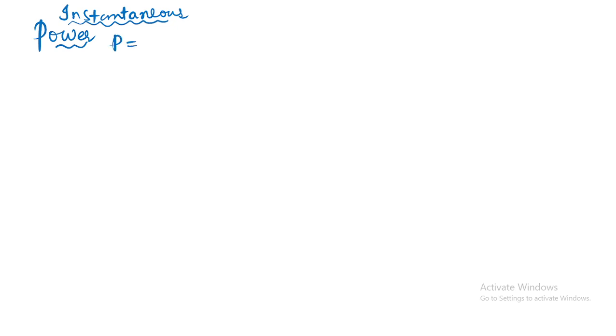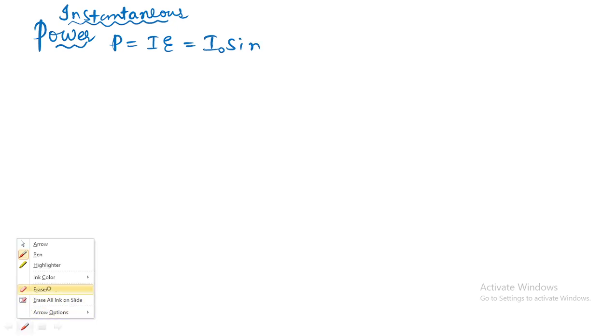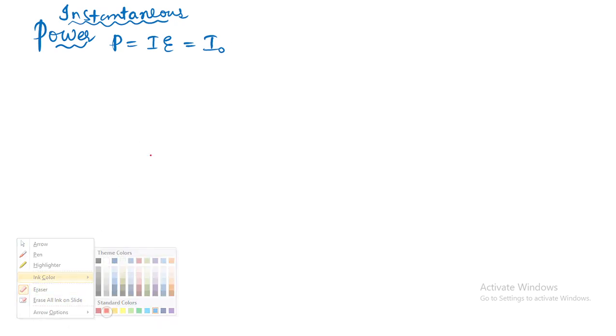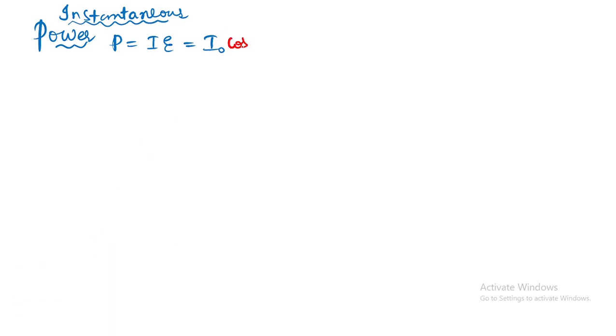P is equal to what here? Instantaneous current and instantaneous voltage. Can I write like that? Current is how much here? I naught into sine of. Oh, I'm sorry. Current. We did it, right. Current is nothing but I naught cos omega t. And E is E naught into sine omega t. Ray, write down fast.